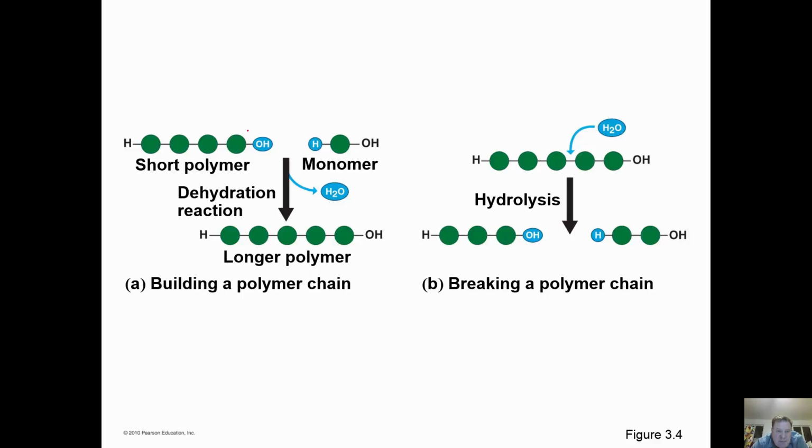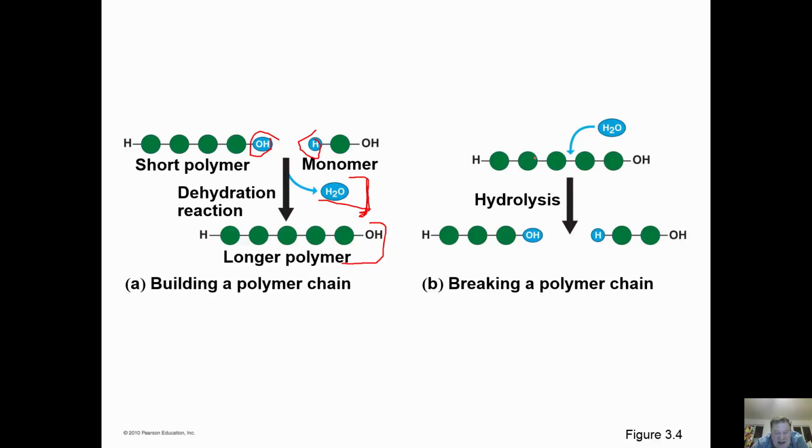And so here we have a short polymer. When we take that short polymer and we add it to a monomer, we actually typically remove a hydroxyl group from the short polymer and a hydrogen from the monomer, releasing water. And so when we make this larger polymer, we're releasing water. So this is one of the things that organisms can use to actually make water when they don't have water in there.